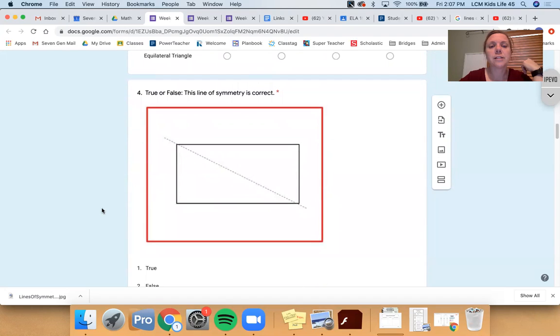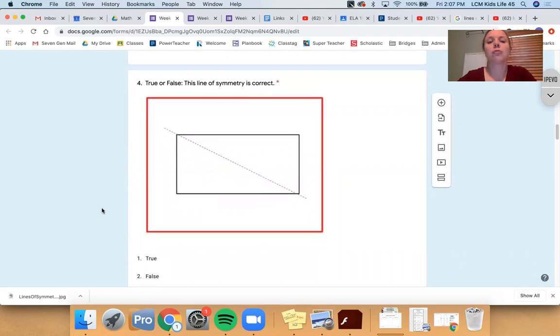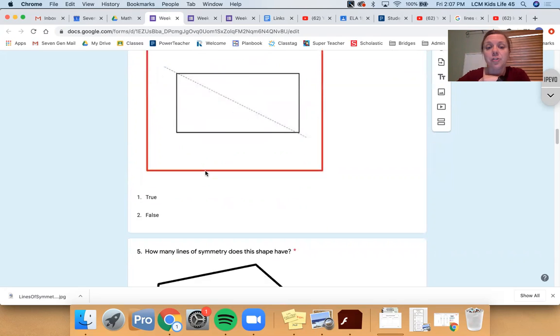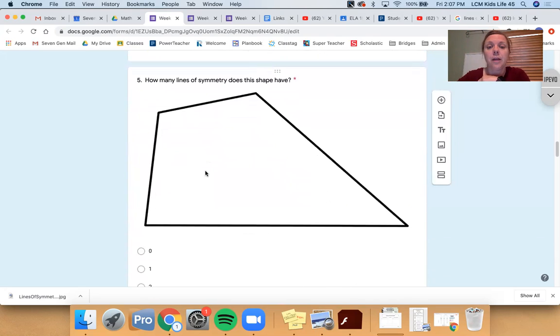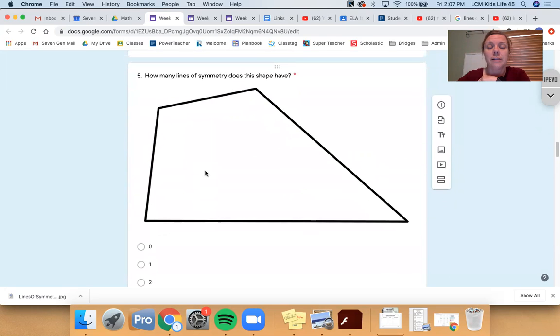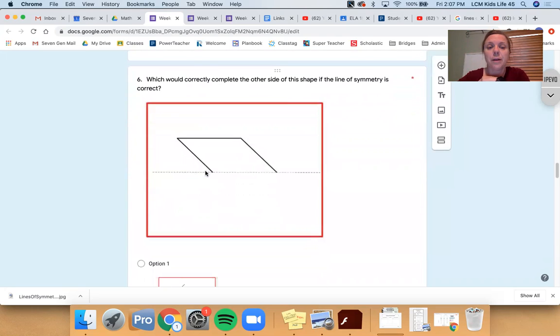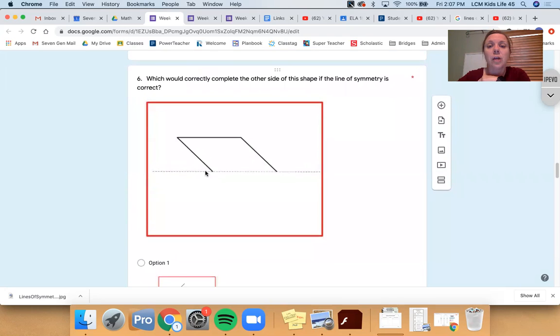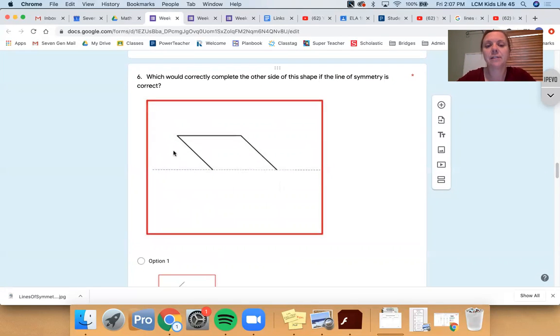Okay, true or false, this line of symmetry is correct. So I want you to think about that for a second. Would you be able to take a rectangle and fold it on that line, or would parts be sticking out? Parts would be sticking out. So that line of symmetry is not correct. Okay, and then it asks you to look at the lines of symmetry on this shape. Which of the following would complete the side of the shape if this line of symmetry is correct?